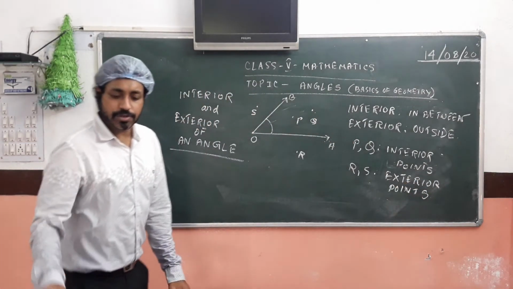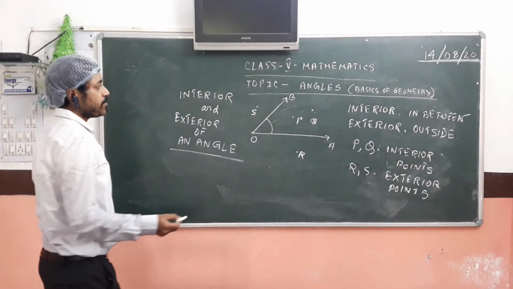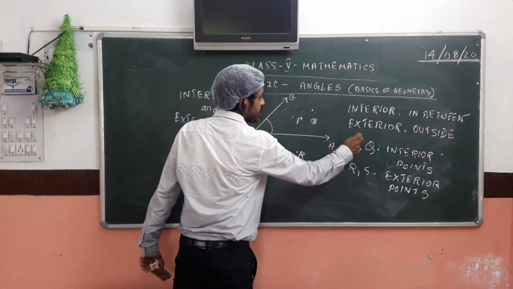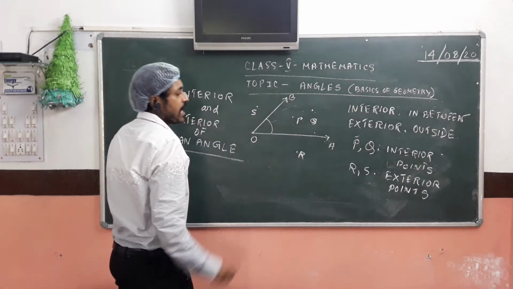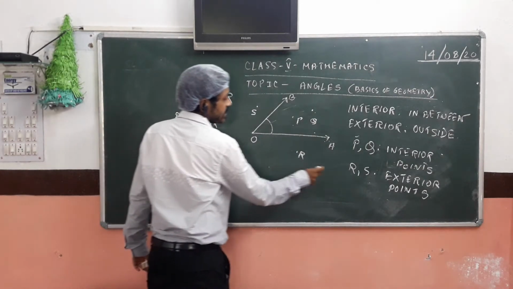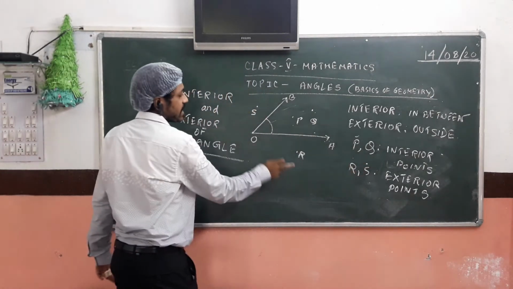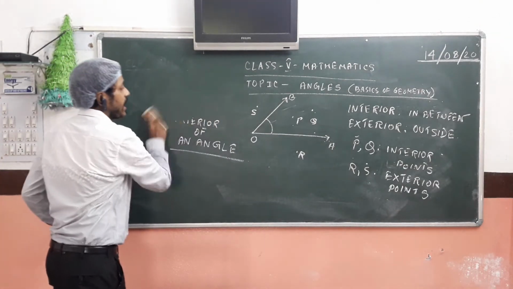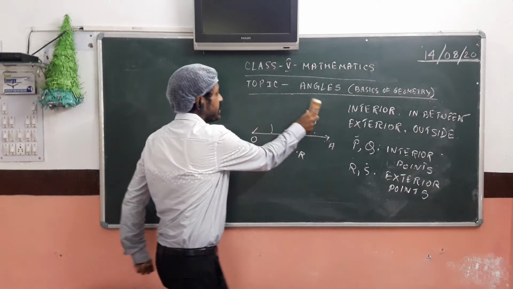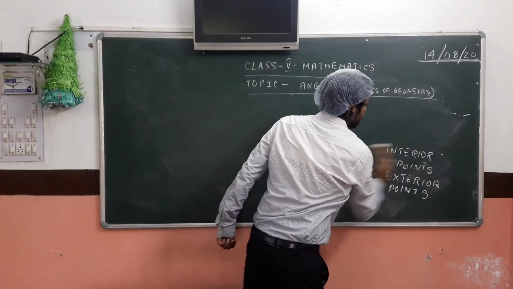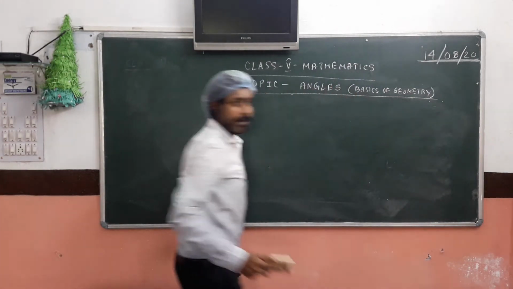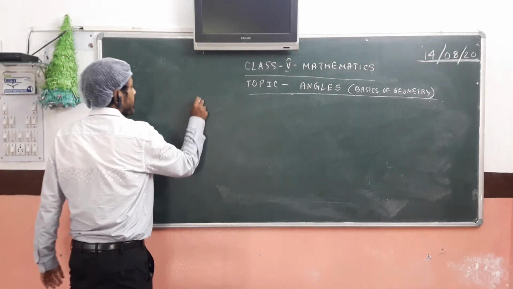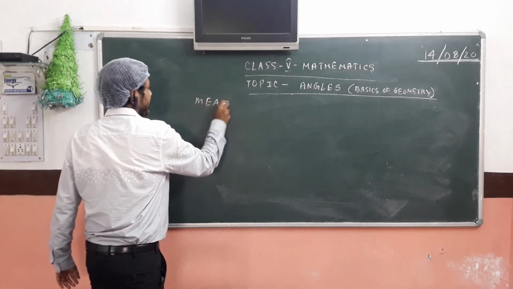So once more students, what are interior points and what are exterior points? The points which are present within the angle are called interior points, here for example P and Q. The points which are present outside the rays, that is R and S, are called exterior points. Understood? Now, this is very easy. Now we come to a bit more difficult part, that is measurement of angles.